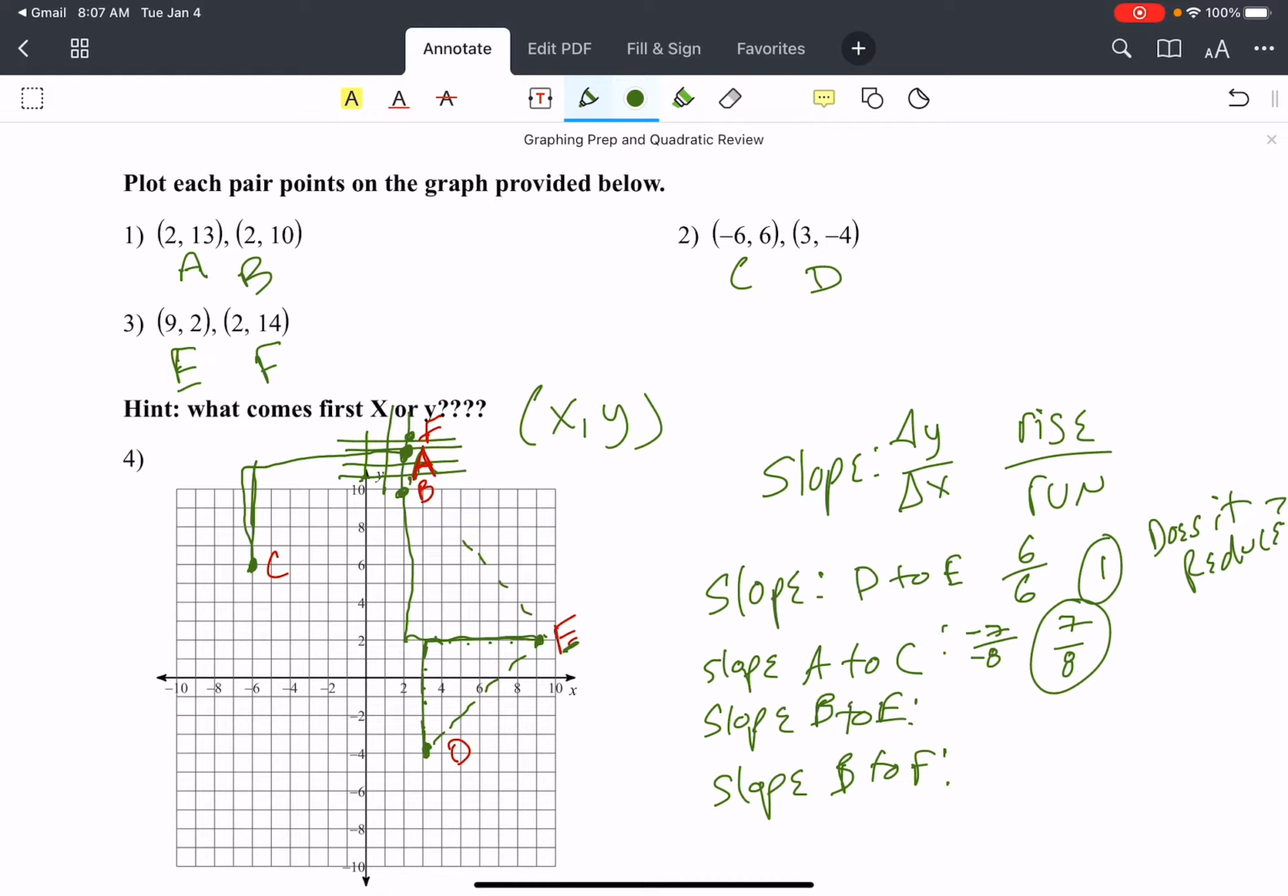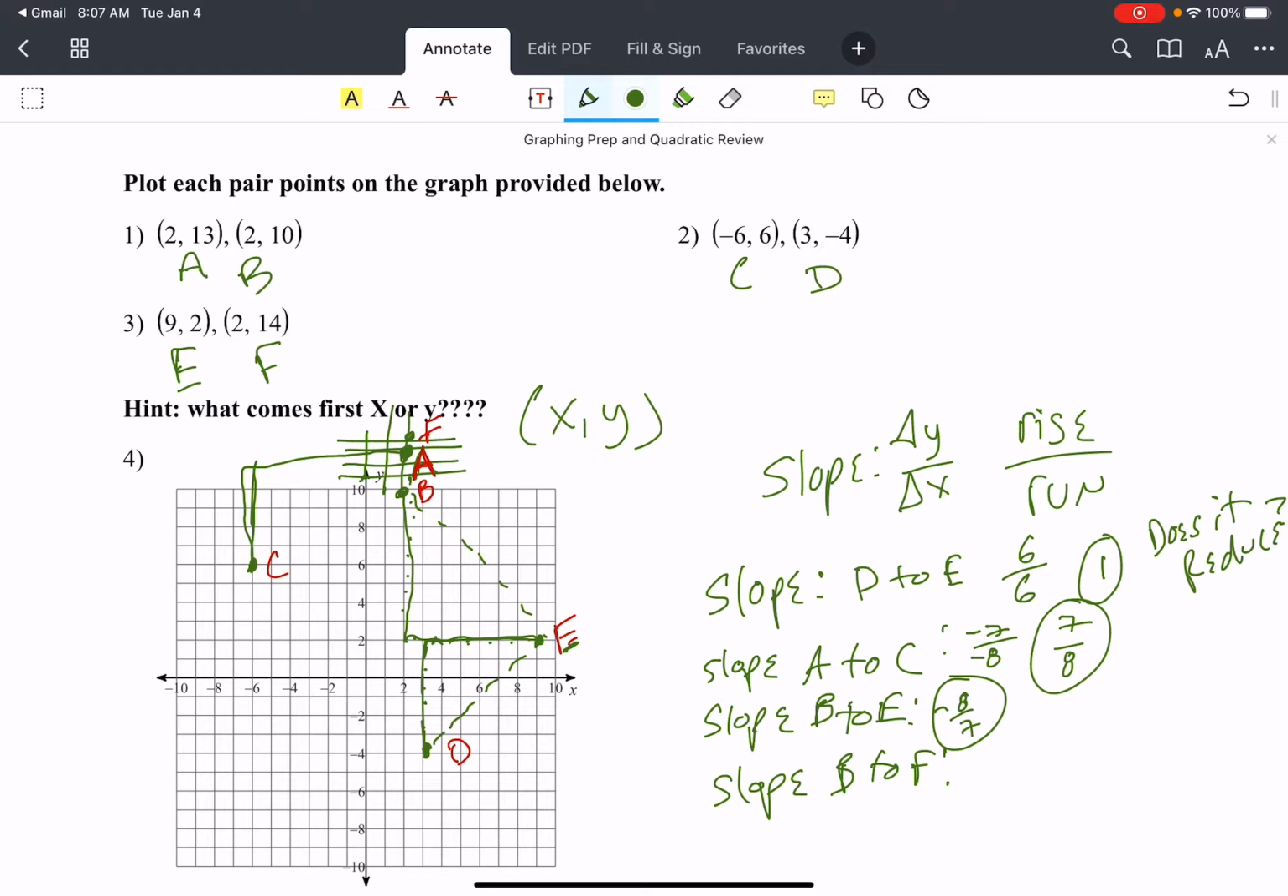Okay, then from B to E is 1, 2, 3, 4, 5, 6, 7, 8. 1, 2, 3, 4, 5, 6, 7. So -8 over 7. Good? Any questions? Okay, anyone see something weird on this last one?